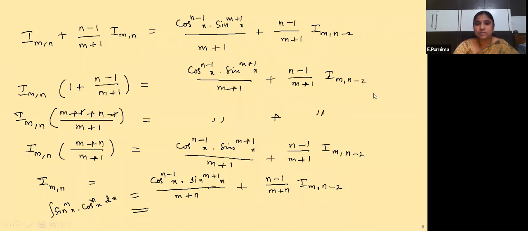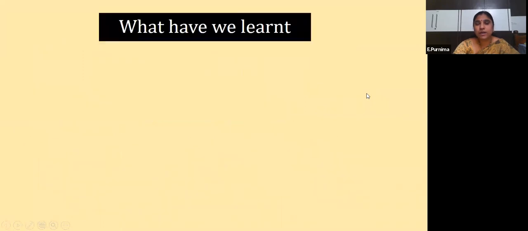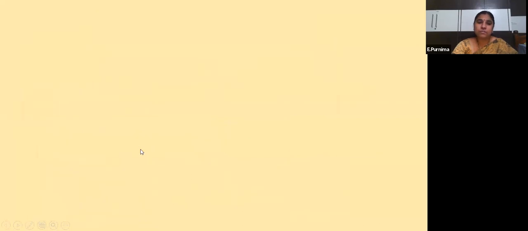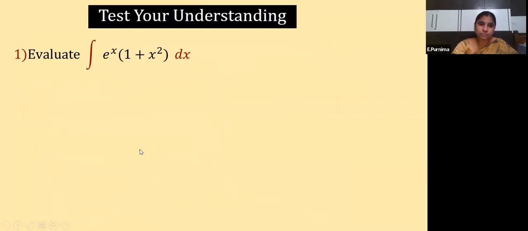Whatever we have discussed. So now let us see what we have learned in today's session. We have learned different reduction formulas, children, and methods of integration. So how do you integrate different functions using successive reduction? Means using this reduction formula, we are trying to integrate our given functions. Clear? So let me give you some questions, children, for practice.